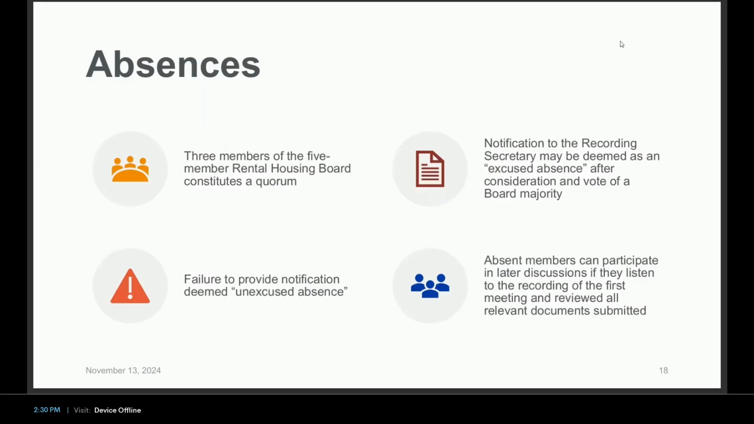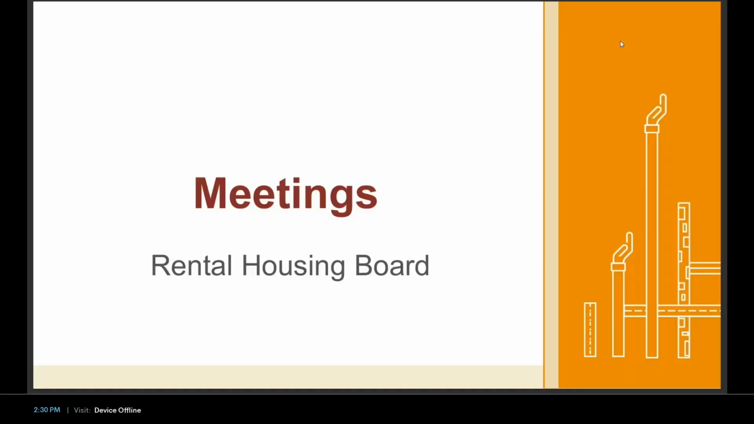So that's super important. If you're going to miss a meeting, please make sure, if it's excused, to let the secretary know. And if it's a continued hearing, you have an opportunity to participate in the continuation as long as you review the meeting and relevant documents so that you're up to speed and can move forward. Are there any questions relative to those slides?